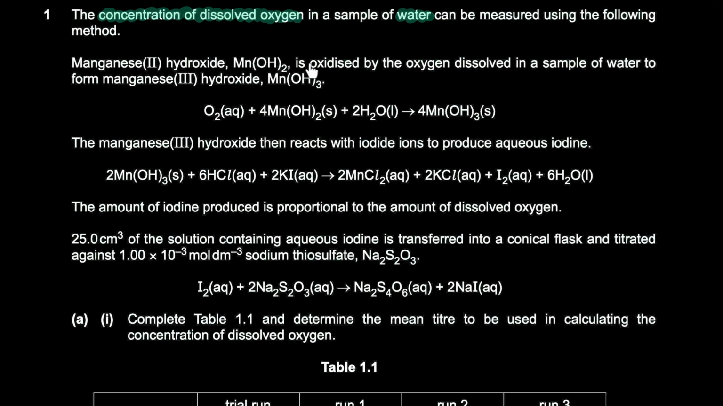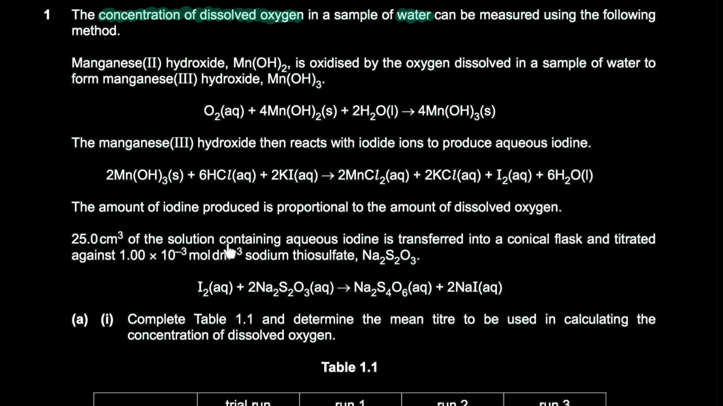Manganese 2 hydroxide is oxidized by oxygen dissolved in a sample of water to form manganese 3 hydroxide. So you have some oxygen dissolved, it can oxidize the manganese 2 to manganese 3. The manganese 3 hydroxide then reacts with iodide ions to produce aqueous iodine. So that's the second equation shown, right? The manganese 3 hydroxide is reacting with iodide to give you iodine. The amount of iodine produced is proportional to the amount of dissolved oxygen.